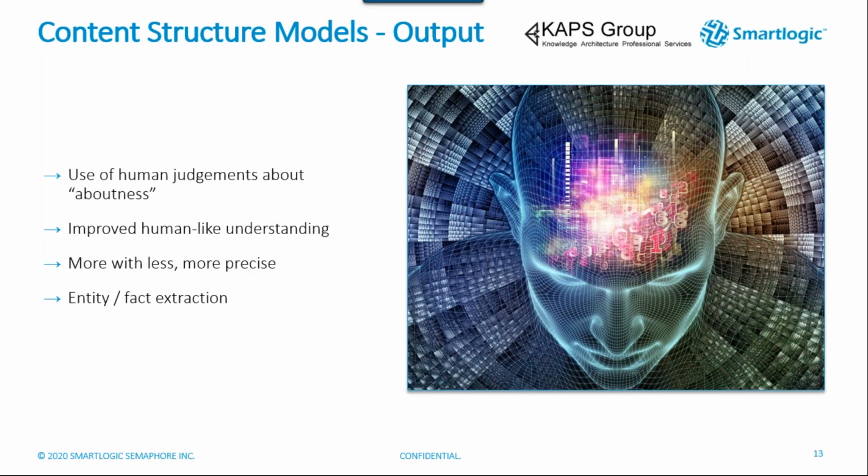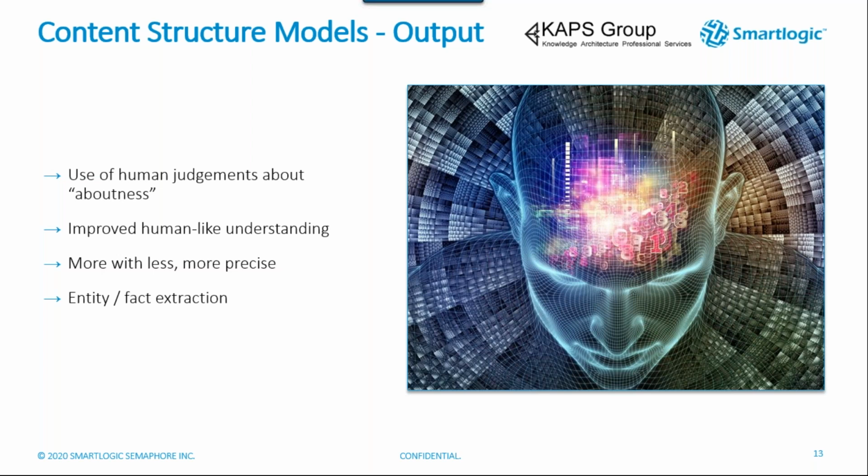Okay, so what do you get for all of this work into content structure models, which actually, by the way, don't require a huge amount of work? Well, the real important point is that you're using human judgments about the aboutness of a document. When someone is writing an executive summary or abstract or other types of sections, they're telling you this is what we think is important and this is what you should pay attention to. Well, you can build these kinds of content structure models to empower the text analytics applications to pay attention just to those. And so you get an improved human-like understanding.